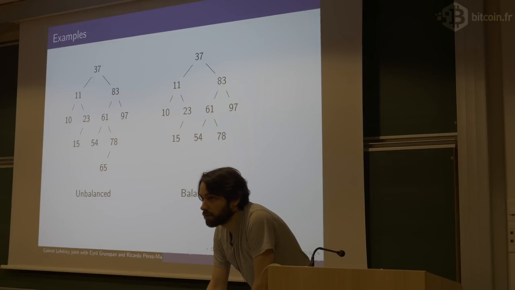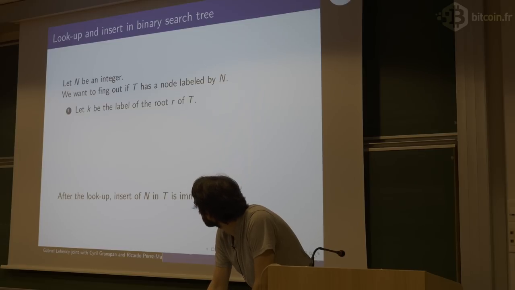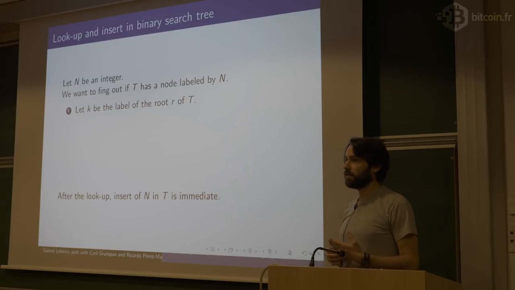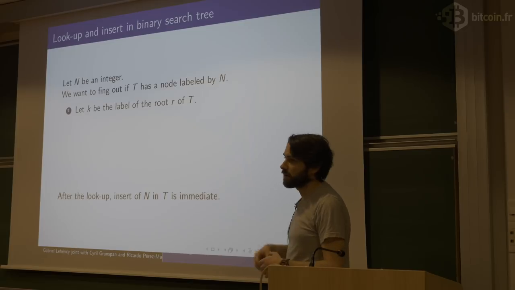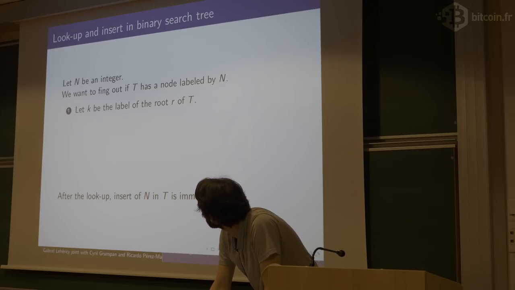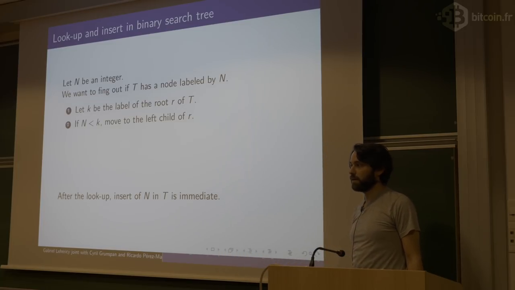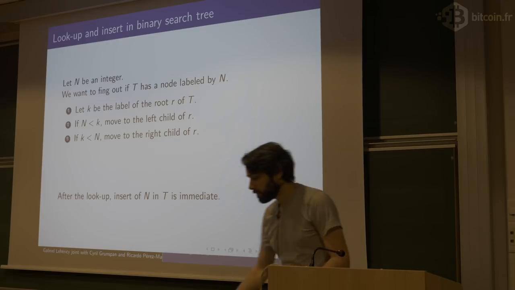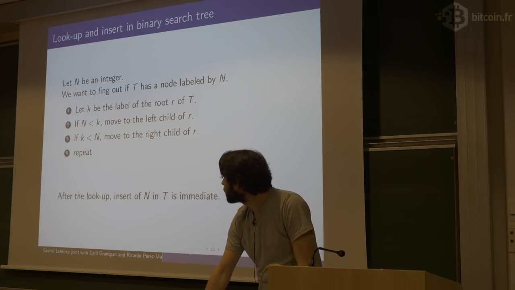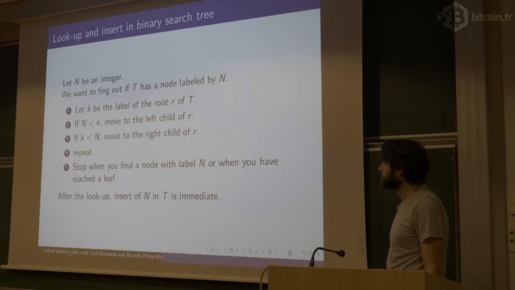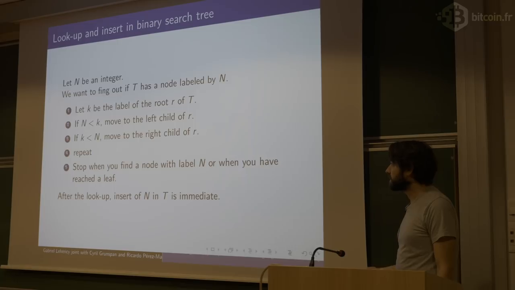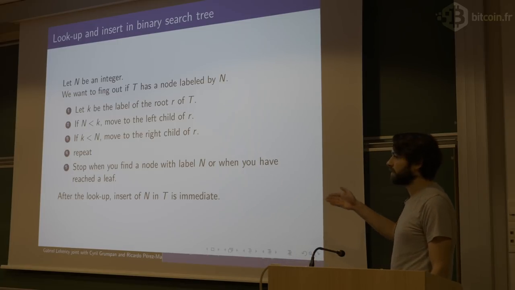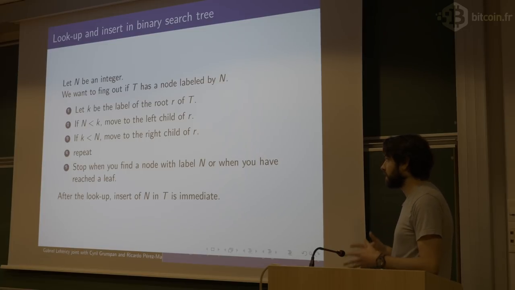Now there is a very natural lookup and insertion algorithm for binary search trees. Assume you have a binary search tree and you have an integer n and you want to find out if n is in the tree. So you want to do a lookup for n. You start at the root, and you look at the label of the root. If the integer n which you are looking for is smaller, then you go to the left. If it's bigger, then you go to the right. And now you just repeat the same thing at the next node. You stop either when you find a node with label n or when you reach a leaf. If you reach a leaf, that means that n is not in the tree.